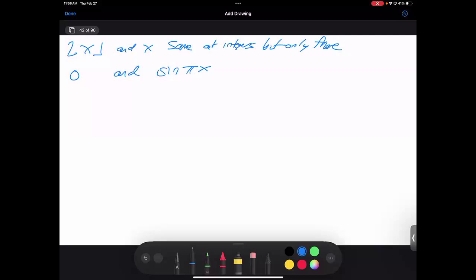But the integers are well separated. So can you have two functions agree on a sequence of points, say x_n, which converge to 0, but not be the same function?